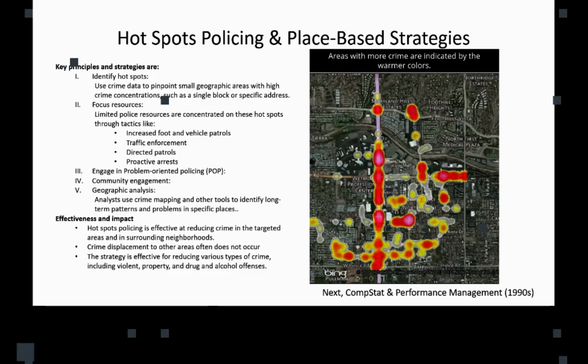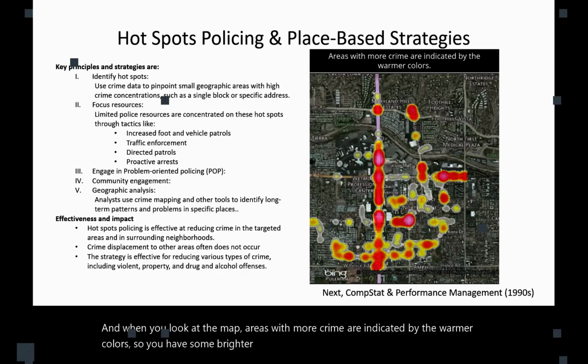When you look at the map, areas with more crime are indicated by the warmer colors. So you have some brighter colors than you do other areas. These are called the hot spots or target areas.